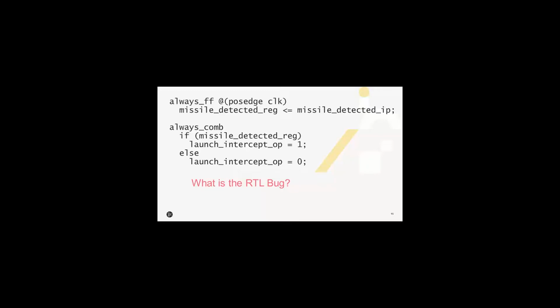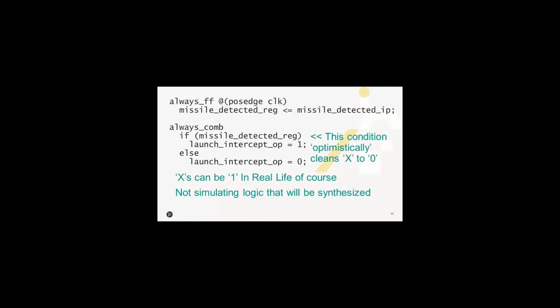So this isn't the problem though, because we deal with bugs all the time. The real problem is, why can't our simulations detect this bug? And the problem here is that condition. If the register is set to a 1, we output a 1. Otherwise, we output a 0. Now, if, as in the first cycle, the register has an X value, we're going to output a 0. It gets cleaned up.